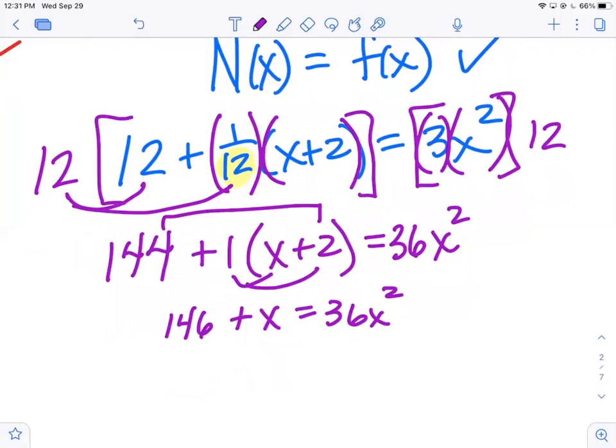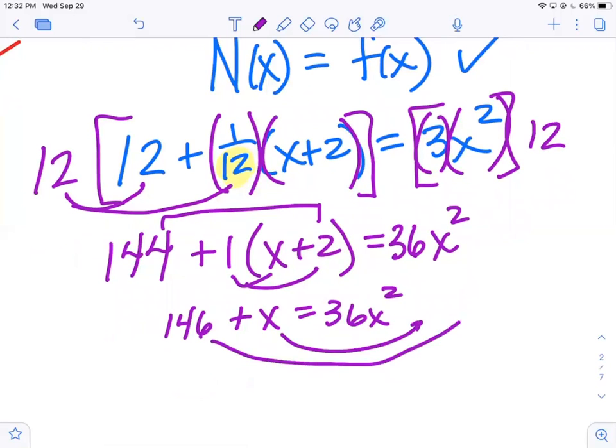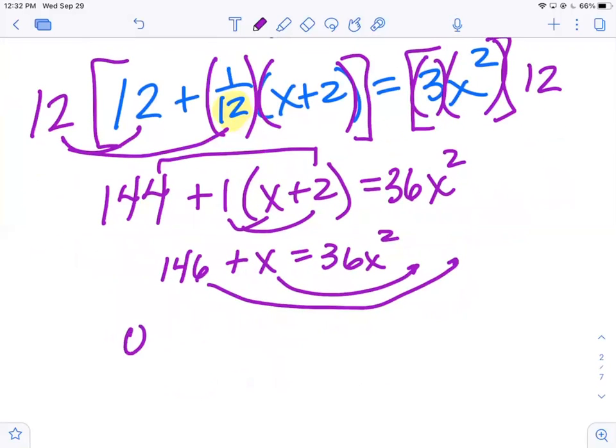Well, hello, quadratic trinomial. You see that? The terms are all over the place, and they're not written in any kind of order, but when you have a squared term and a non-squared term and a constant, you've got to get everything on one side, set it equal to 0, and factor it. Now, I don't like negative leading coefficients, so I'm going to bring these two over to the right-hand side. So I have 0 equals 36x squared minus x minus 146.